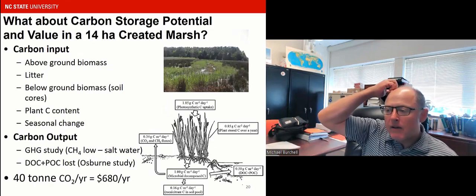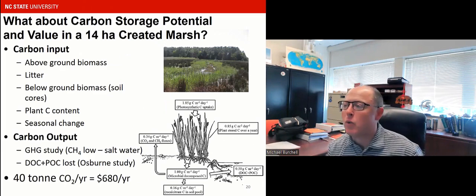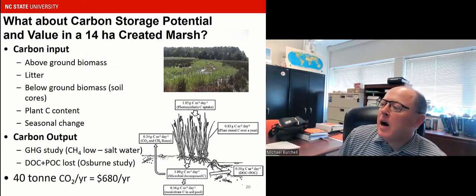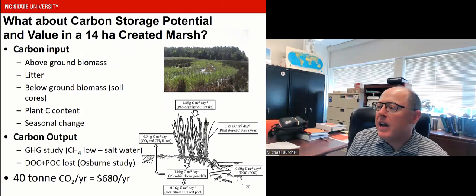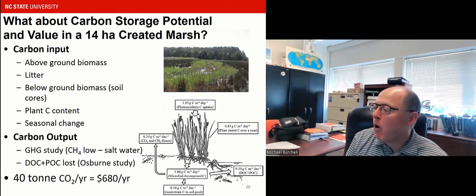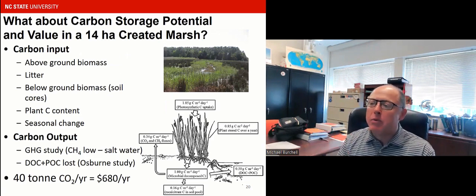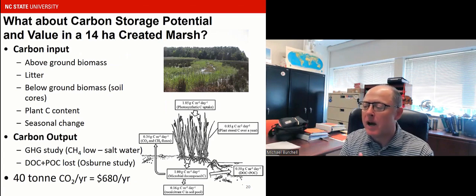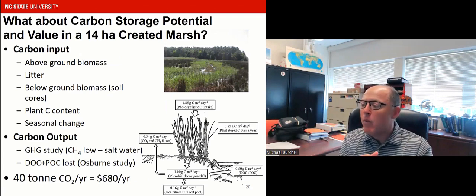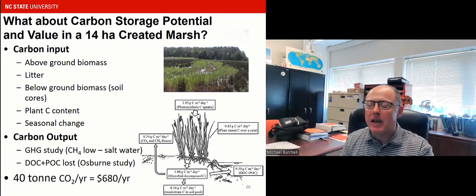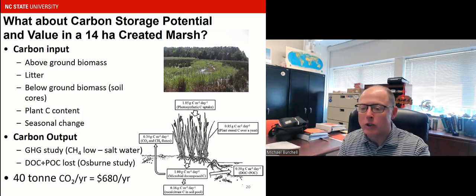So this is an example of how you would calculate a carbon storage potential. We looked at the carbon storage potential and value of a 14 hectare created marsh in eastern North Carolina. We looked at the carbon input, which would be above ground biomass, the litter, below ground biomass through soil cores, plant carbon content, and seasonal change. And we measured the carbon output. We did a greenhouse gas study where we measured what gases were coming from the marsh at different times of the season.